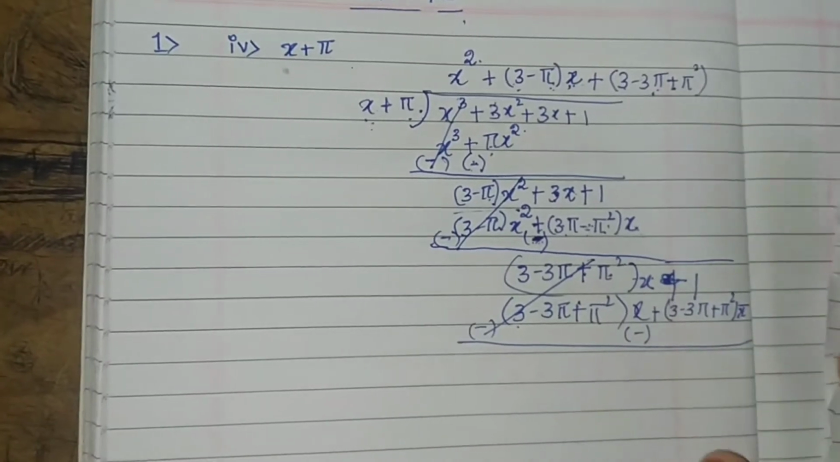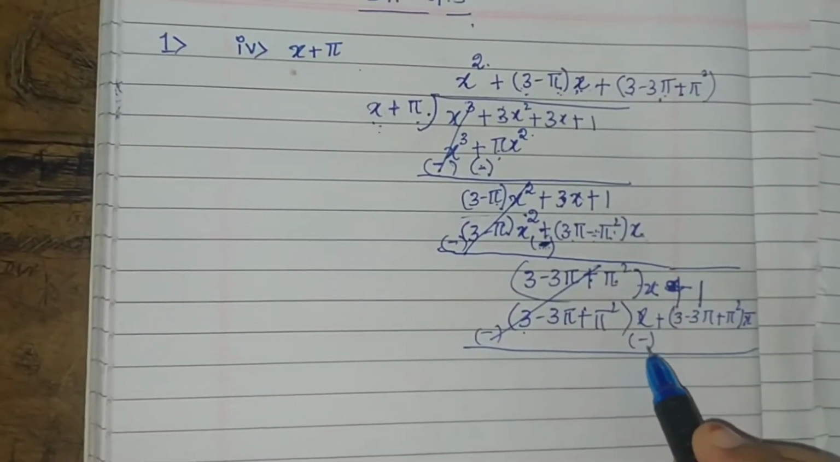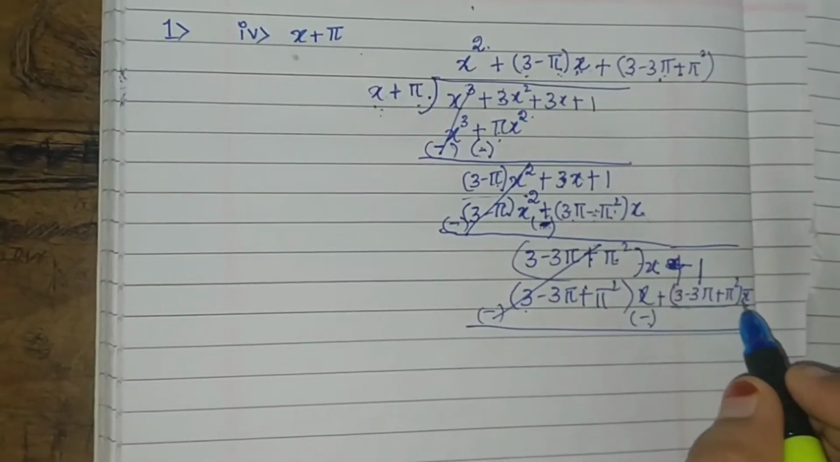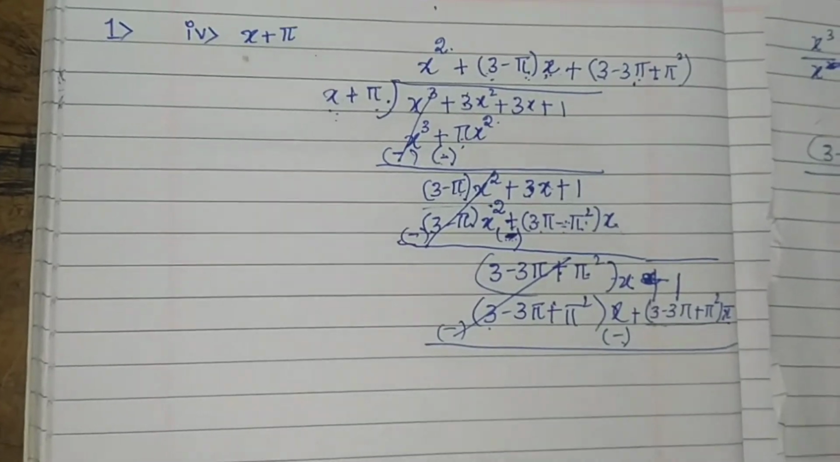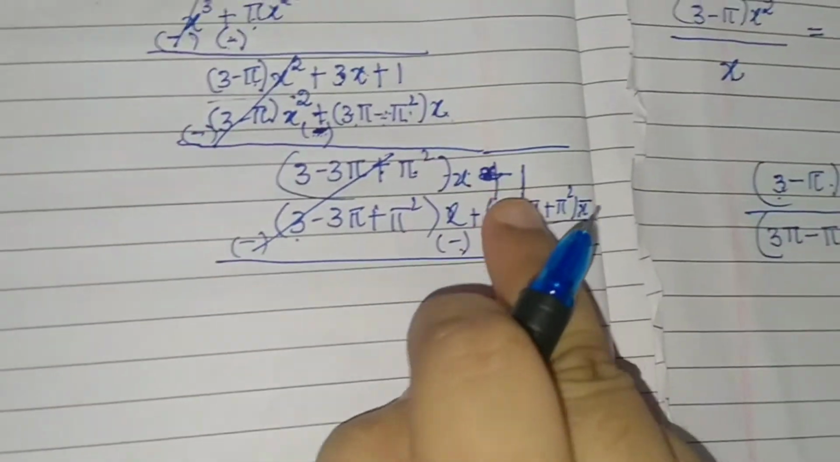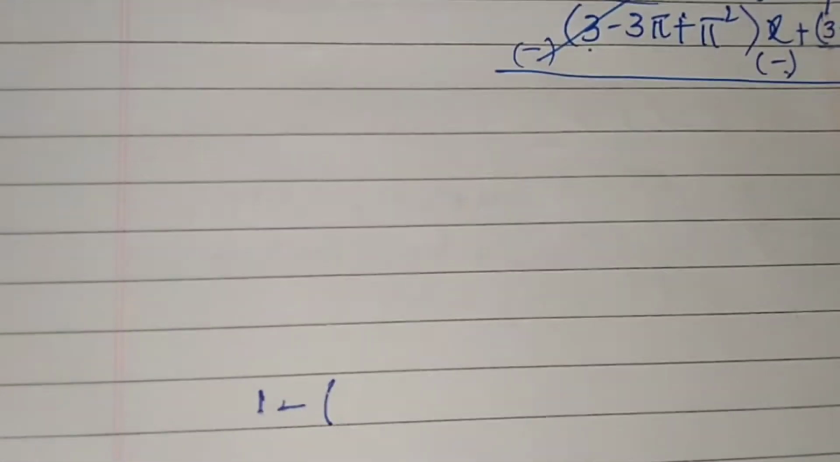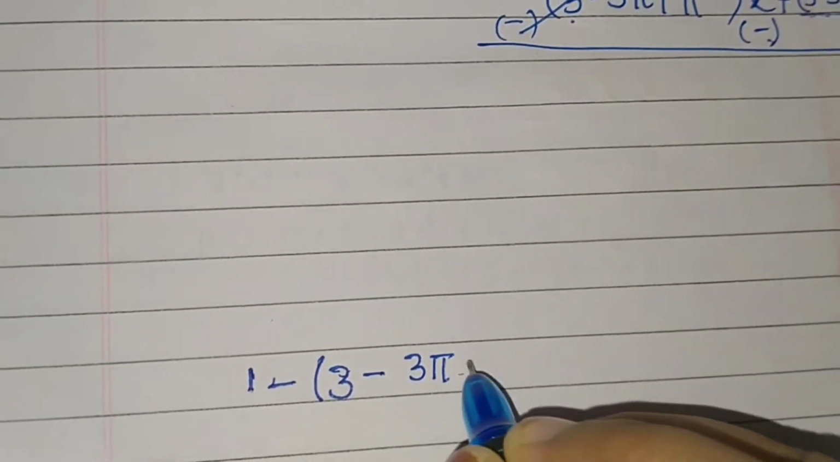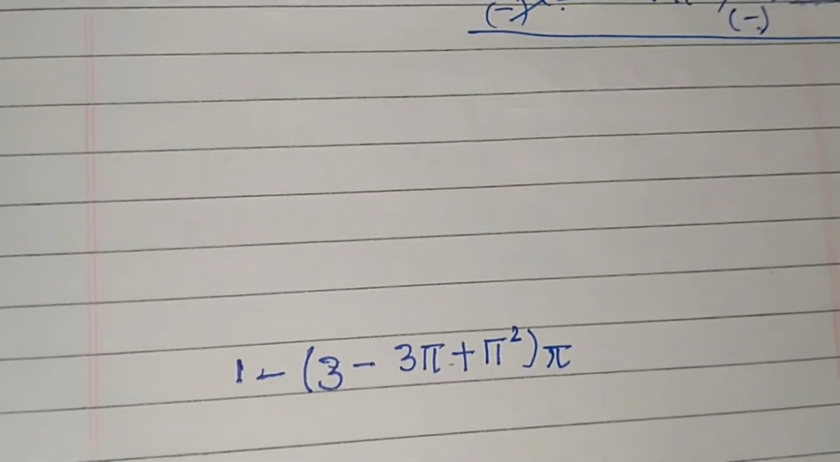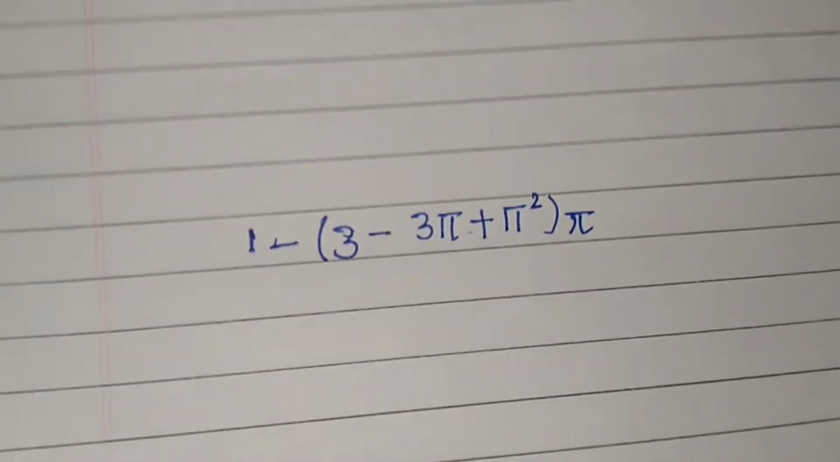Okay, so after that you can see here 1 is there and minus these things are there, right? So what you can do here, first thing is, you just simplify this separately. Okay, then you can easily understand this. That means see here, your first term is 1, right? Here 1 is there and minus, which term is there here? 3 minus 3 pi plus pi square into pi, isn't it? So this term is there, right? So we'll simplify this here separately.